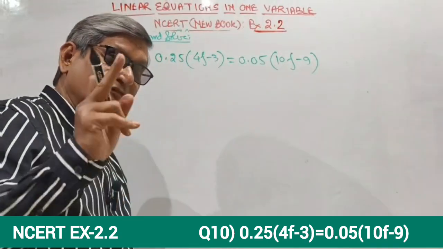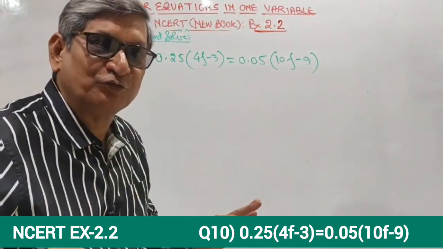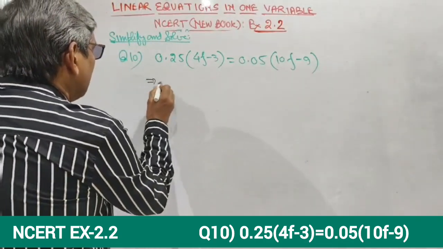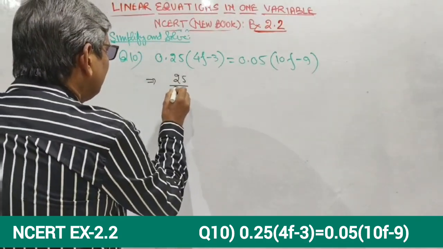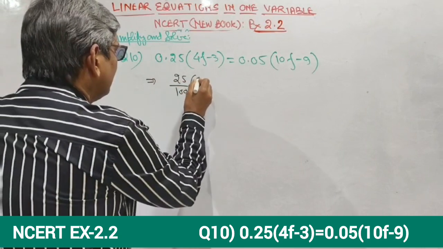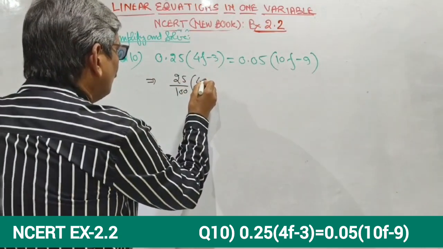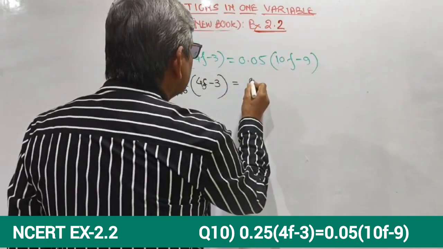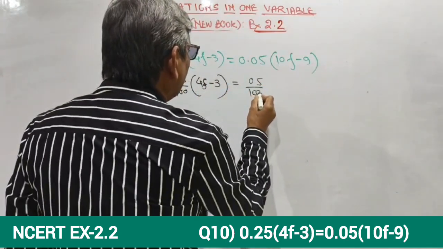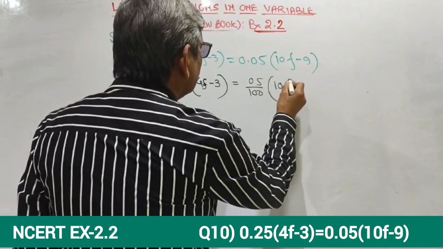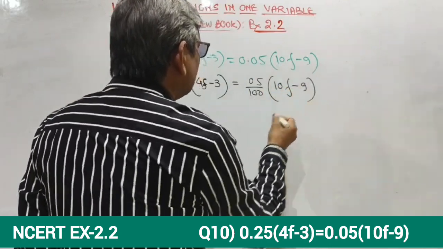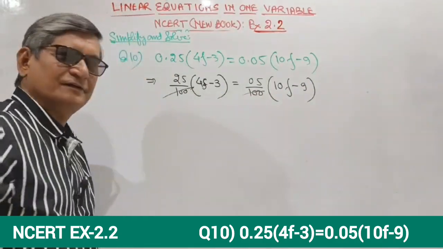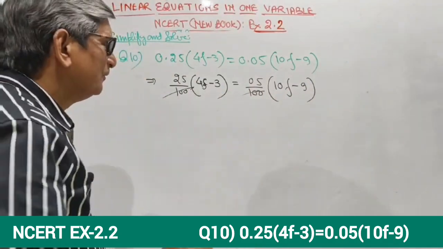Remember, I am not going the way it is expected to do. I am going differently. So can you write this one as 25 by 100 into 4f minus 3, and here it is 0.5 by 100, here it is 10f minus 9. Can you write like this? Just see, this 100 gets cancelled. You don't have to bother.